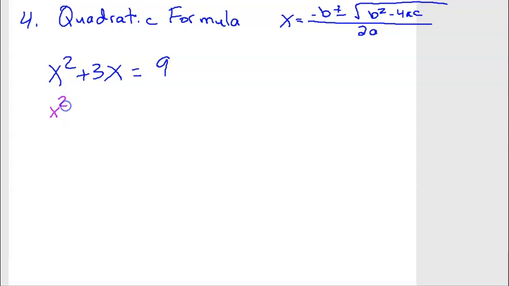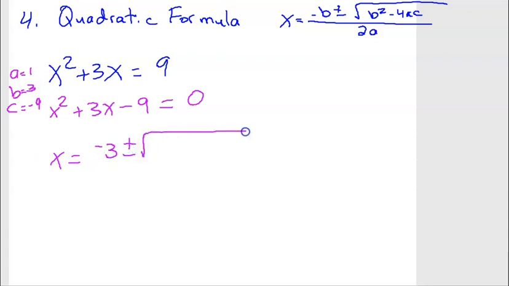So we're going to solve x squared plus 3x minus 9 equals 0. You can see your a is 1, your b is 3, and your c is negative 9. So the formula says x equals negative b, plus or minus the big square root of b squared, which is always positive, minus 4 times a times c, divided by 2 times a. So that's negative 3 plus or minus.